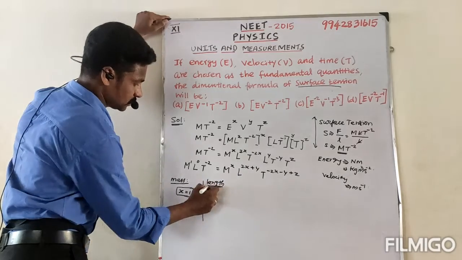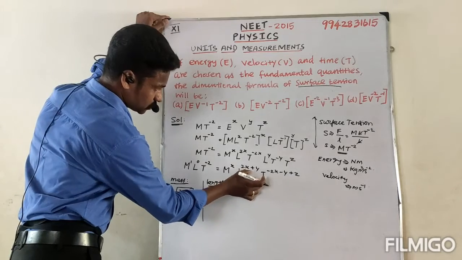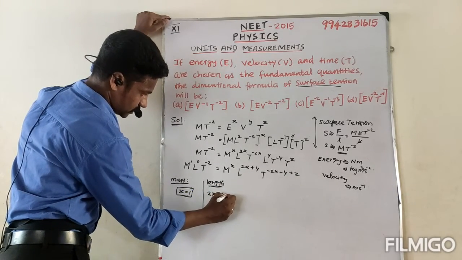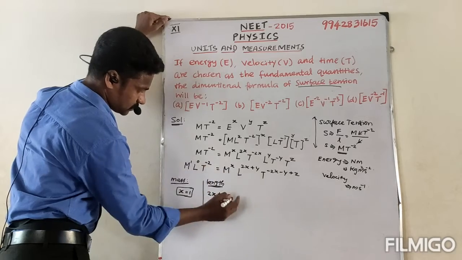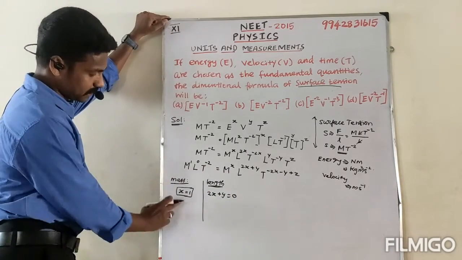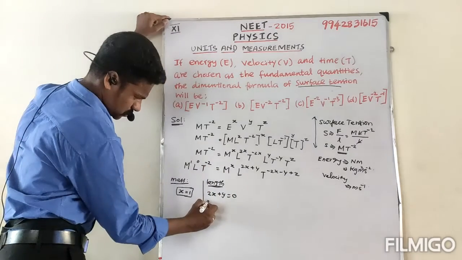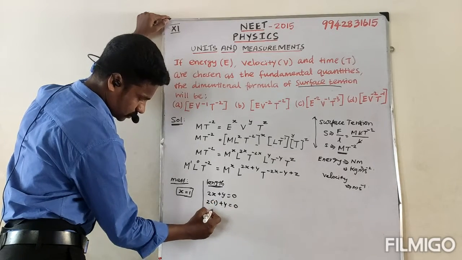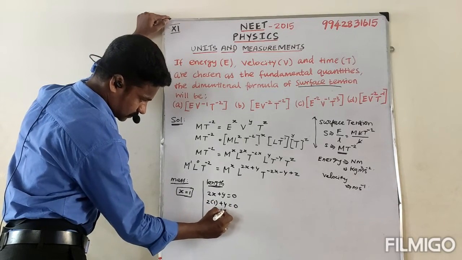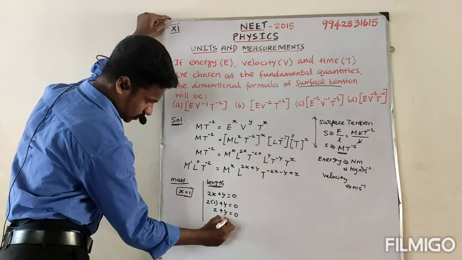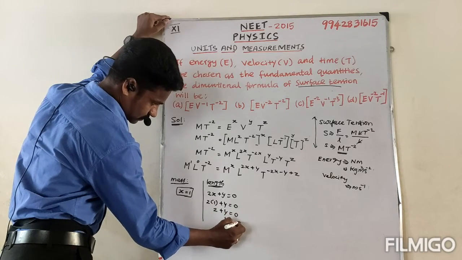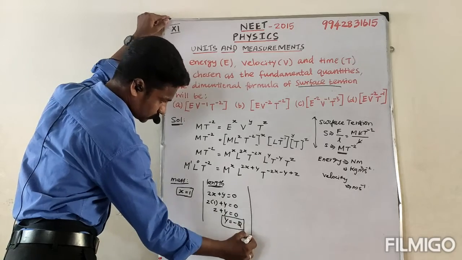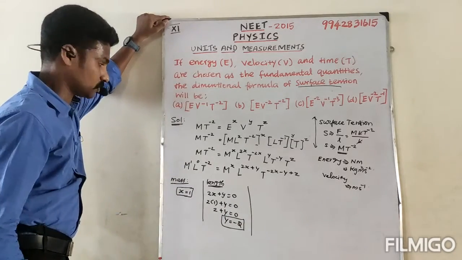Next, let's take the length factor. In the length factor there is 2X plus Y is equal to what? Here the length power is 0. Already you know the X value is 1. So 2 into 1 plus Y is equal to 0. So 2 plus Y is equal to 0, so Y is equal to minus 2. So X is 1 and Y is minus 2.